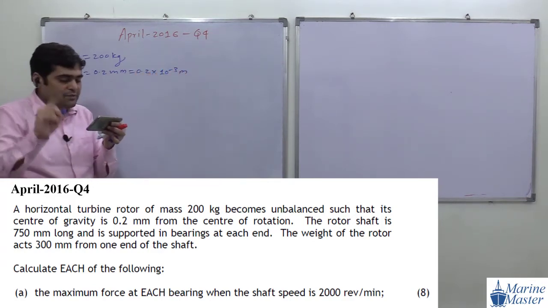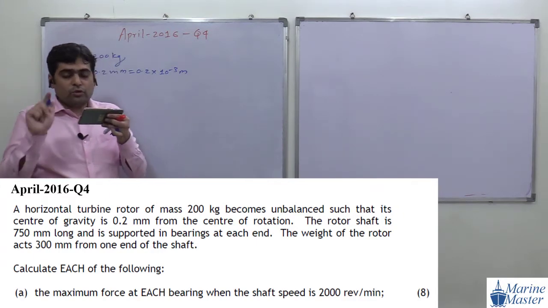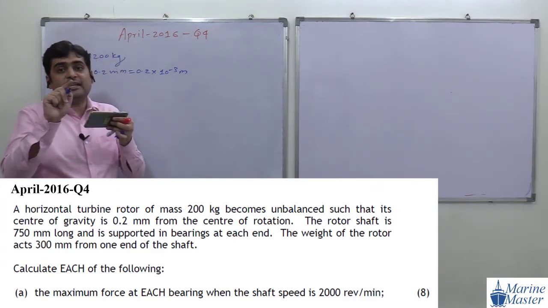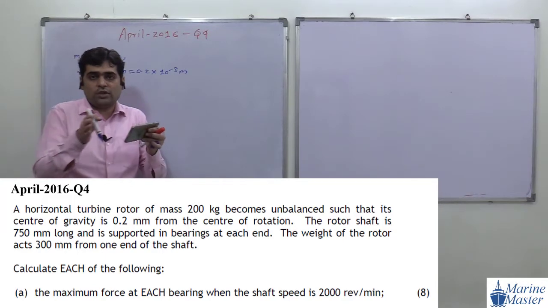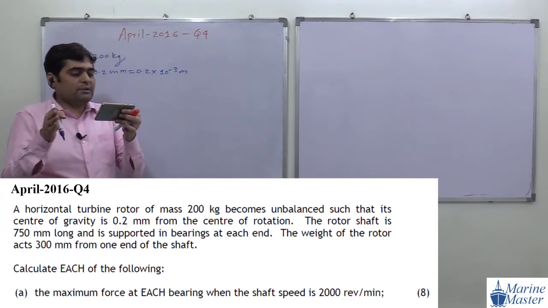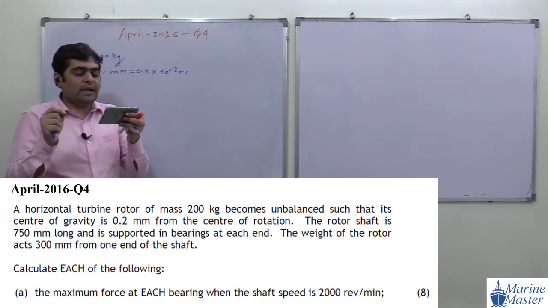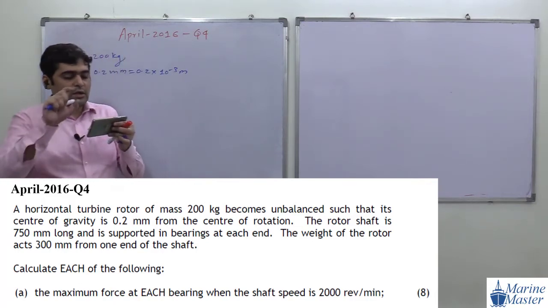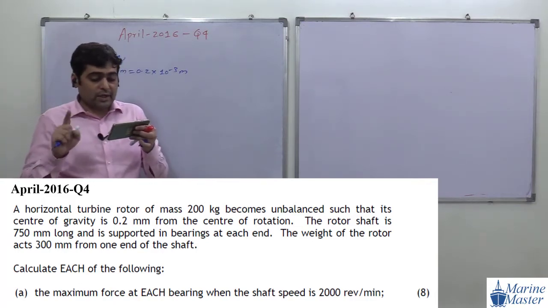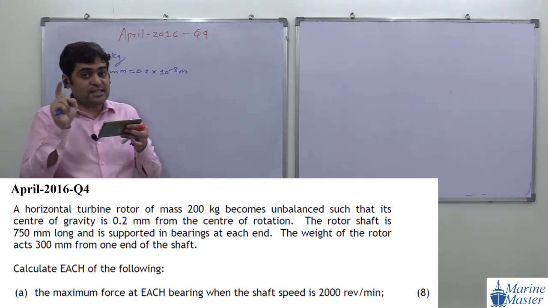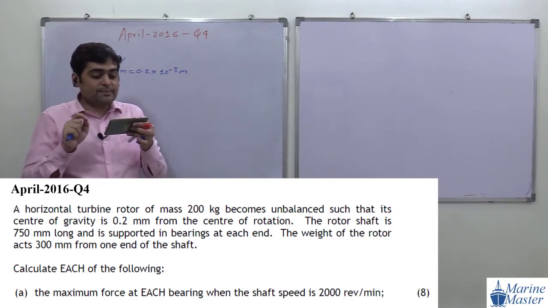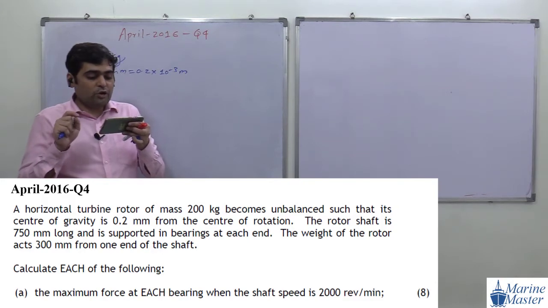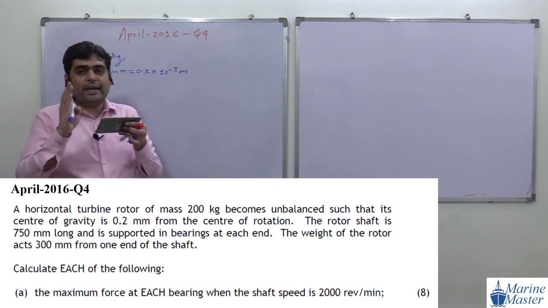Now the next point is very important. The rotor shaft is 750 mm long and supported in a bearing at each end. This means the rotor is on the rotor shaft. The weight of the rotor acts 300 mm from one end of the shaft.